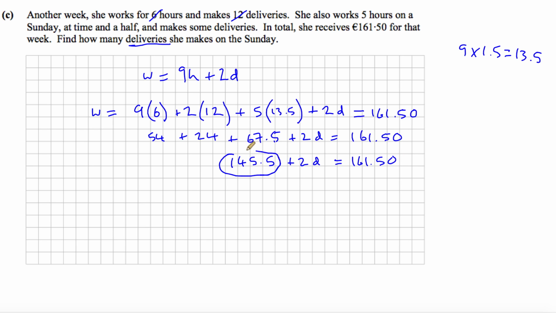And then I simply bring this over to the other side, make it a negative. That becomes minus 145.50. So my equation becomes 2d is equal to 161.50 subtract 145.50, which is 16. So I can then divide both sides by 2. I get d is equal to 16 over 2. So d, the number of deliveries, is 8. And that's the end of question number 1.